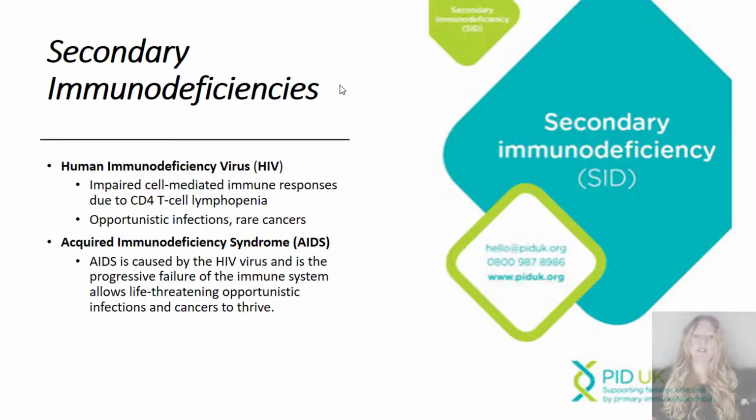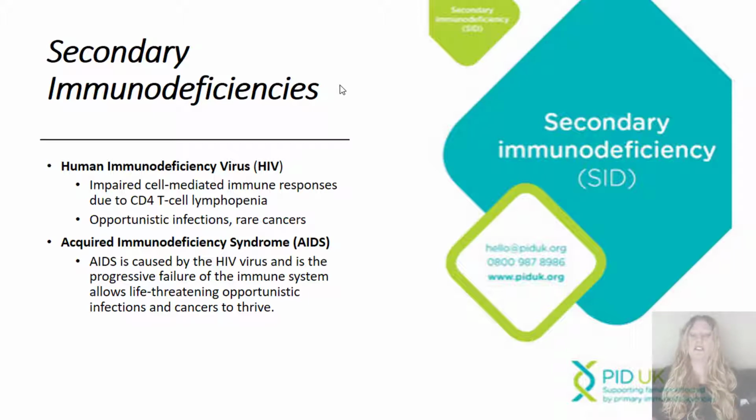Secondary immunodeficiencies include the HIV virus and AIDS. The HIV virus is going to have the effects of having impaired cell-mediated immune responses due to the CD4 T cell lymphopenia. Opportunistic infections and rare cancers can result.